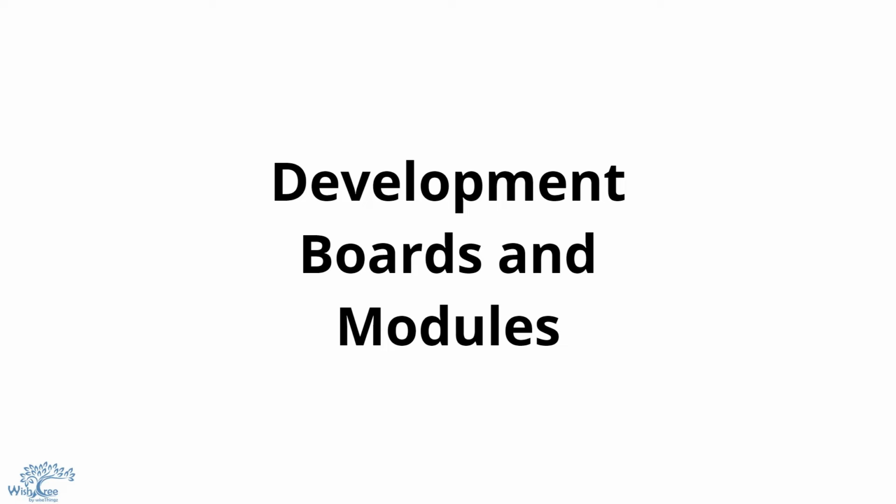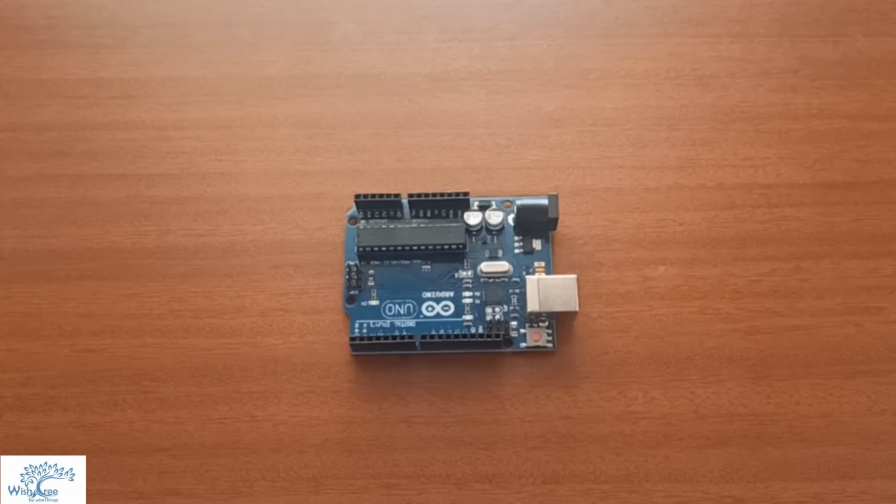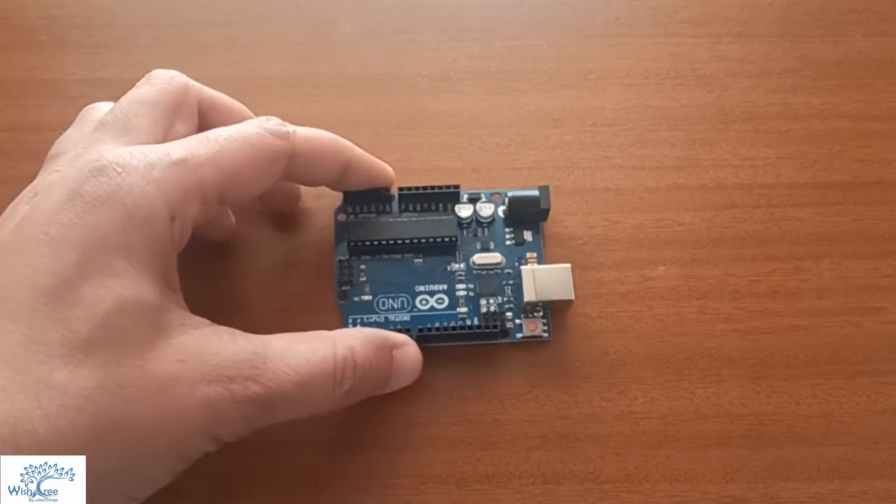Now let's move on to the last topic of our lesson, which is development boards and modules. Dev boards are generally made for learning purposes but can also be used in industrial applications. A development board is a printed circuit board containing a microprocessor and minimum support logic needed for a student to become acquainted with the microprocessor on the board and to learn to program it. Let's look at a few examples.